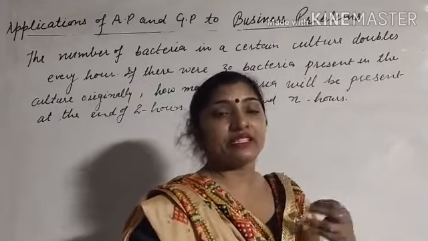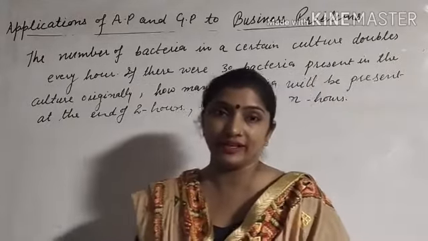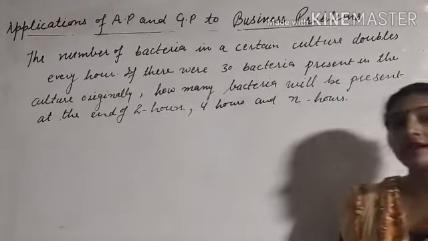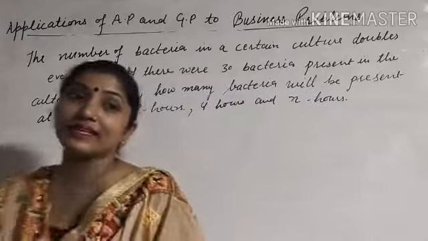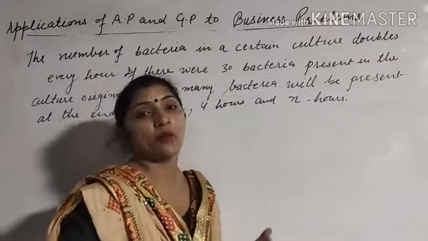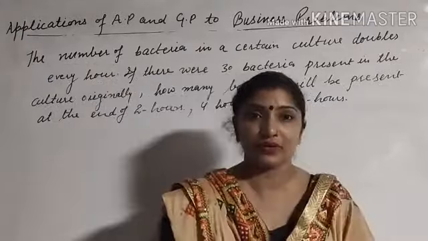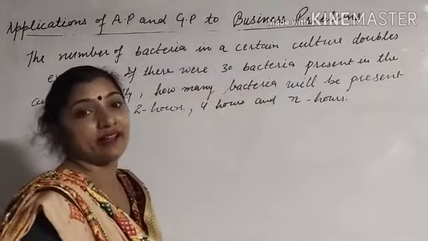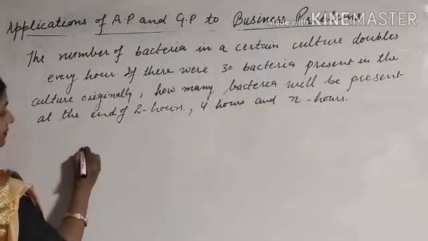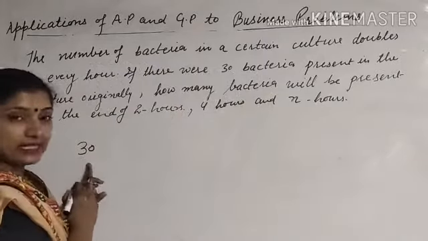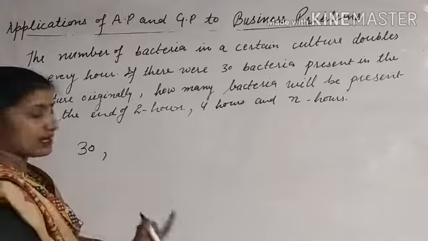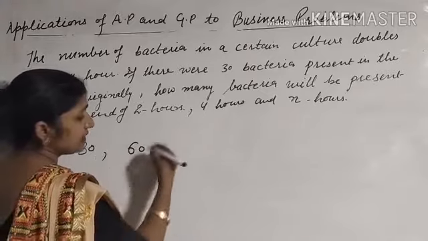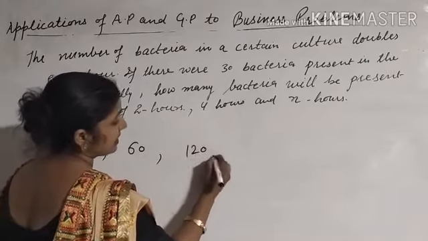And if the terms get multiplied, whether constant, whether decreasing or increasing, but they are multiples of the initial term, then the problem is of geometric progression. So here it is clear, as the number of bacteria doubles every hour. Initially the bacteria was 30. At the end of the first hour, the bacteria will be 60, that is 30 into 2. Again, double of 60, that is 120, and so on.